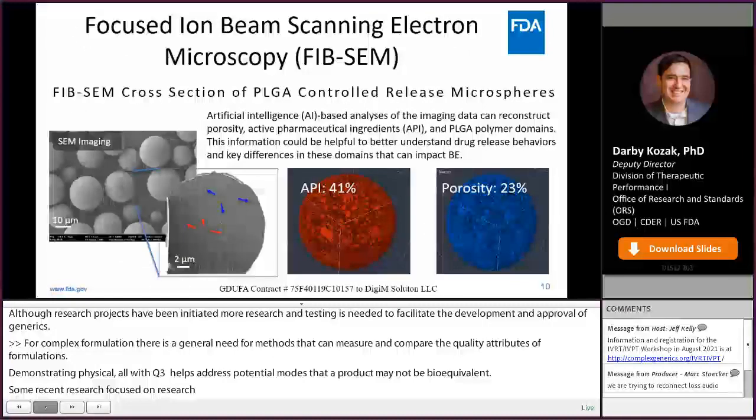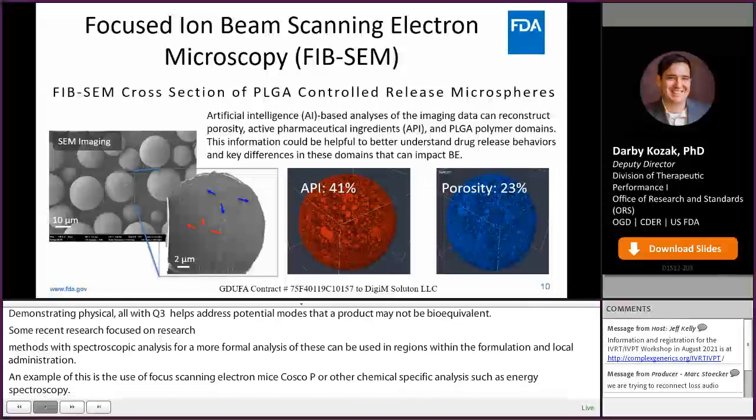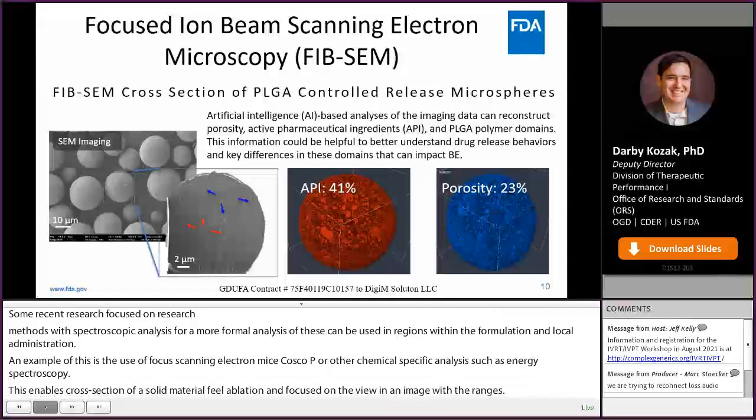An example of this is the use of focused ion beam scanning electron microscopy combined with imaging analysis or other chemical-specific analysis such as energy dispersive X-ray spectroscopy. This combination enables cross-sectioning of a solid material via ablation using the focused ion beam and image profiling the structural and chemical-rich regions. In this example, which is the outcome of a recent GDUFA contract to GM Solutions, the polymer, active ingredient, and void regions of a PLGA microsphere were characterized.